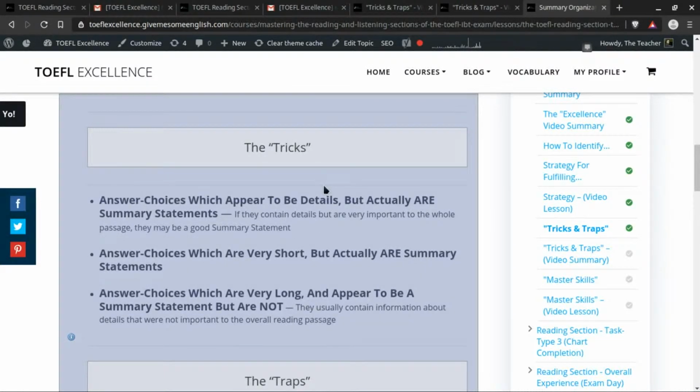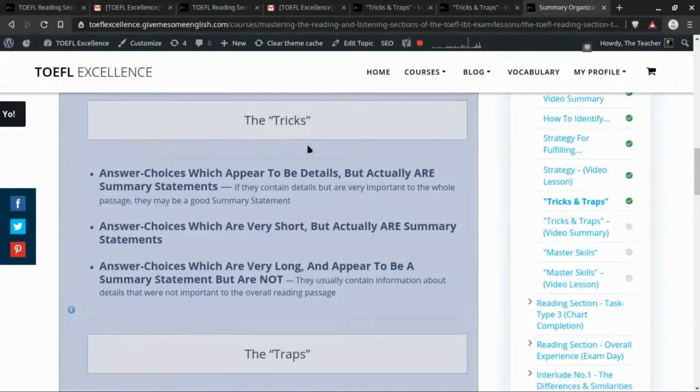So that's one of the tricks, using answer choices which have a lot of detail, but they actually are summary statements. So if they contain details that are very important to the whole passage, they may be a good summary statement. So don't fall for that trick.